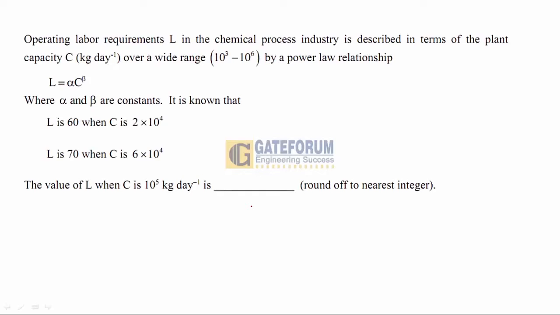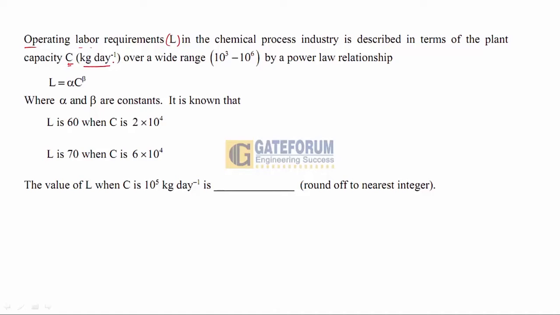So this is the question on plant design and economics, which came for 2 marks, I think, in GATE 2021. So let me read out the question. It says that operating labor requirements, which is termed as L in some chemical process industry, is described in terms of the plant capacity. And plant capacity is C.